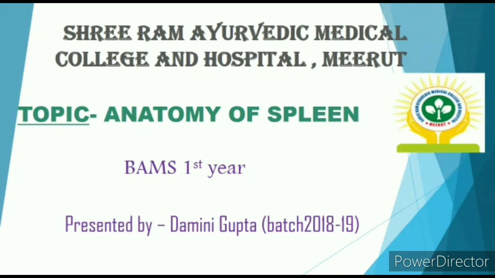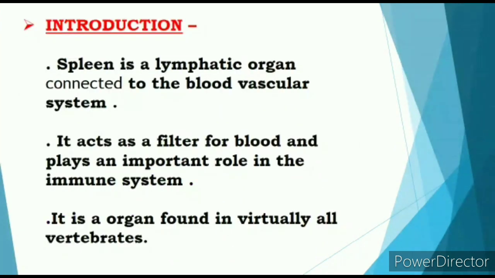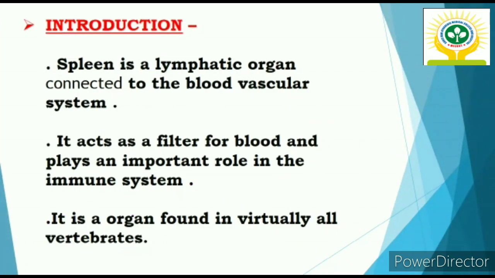My topic is anatomy of spleen. Introduction. Spleen is a lymphatic organ connected to blood vascular system. It acts as a filter for blood and plays an important role in the immune system. It is an organ found in virtually all vertebrates.